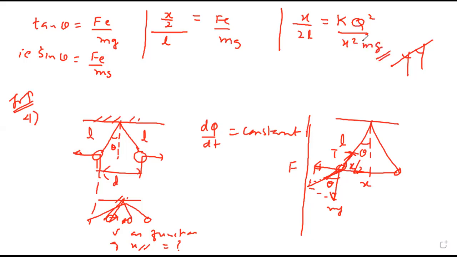Please copy till this now. For small angle, tan theta is same as sine theta. The angle is small because they have given that the distance is very small as compared to length. So this angle will be small.